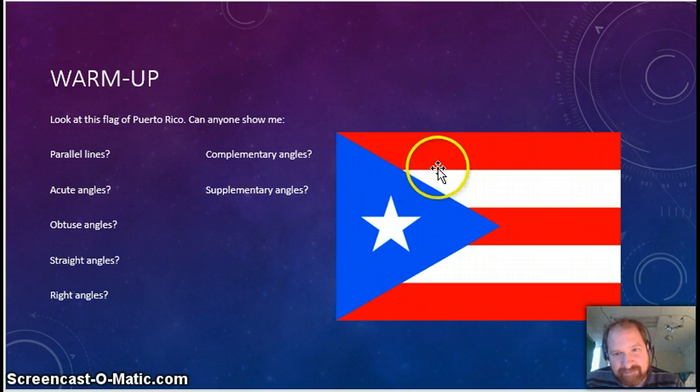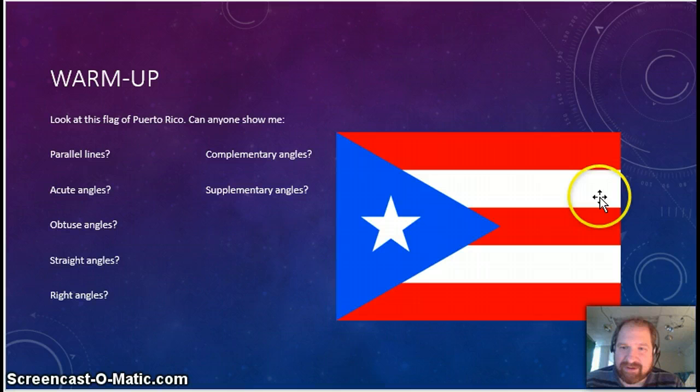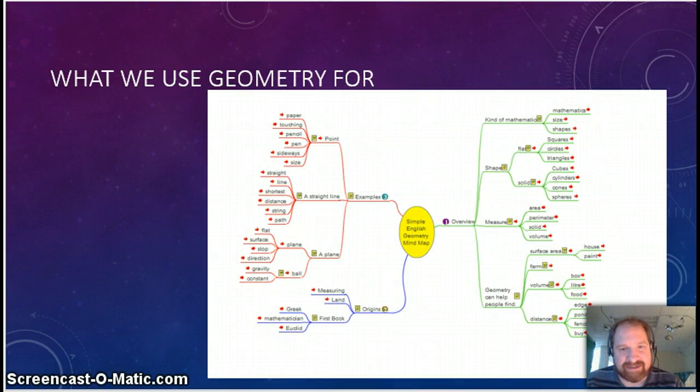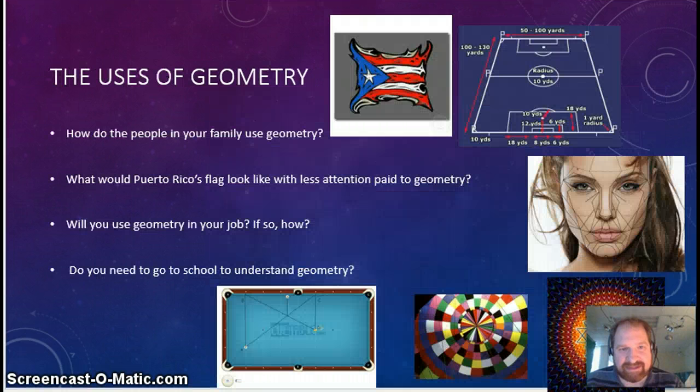So this here plus, doesn't really go across straight. No, I see what to do now. So this here and this here. So the white here, the red here. Supplementary angles. So things we use geometry for, we can see with this example.